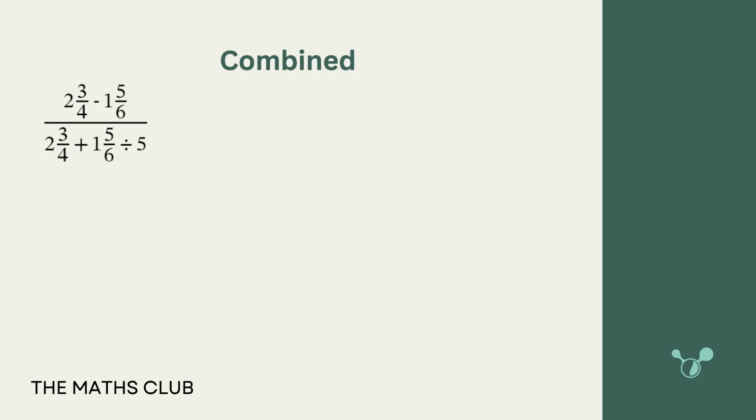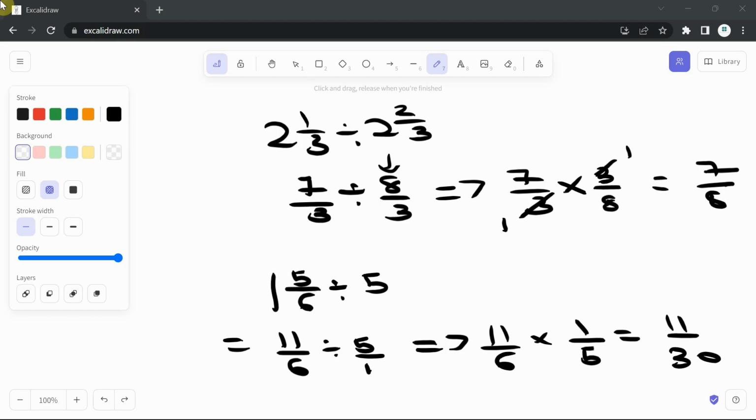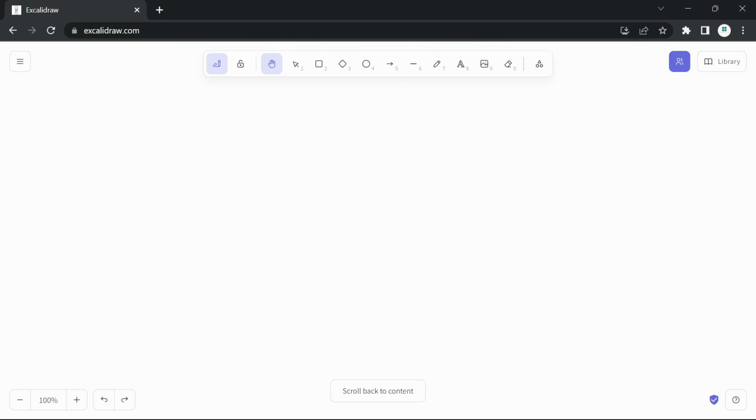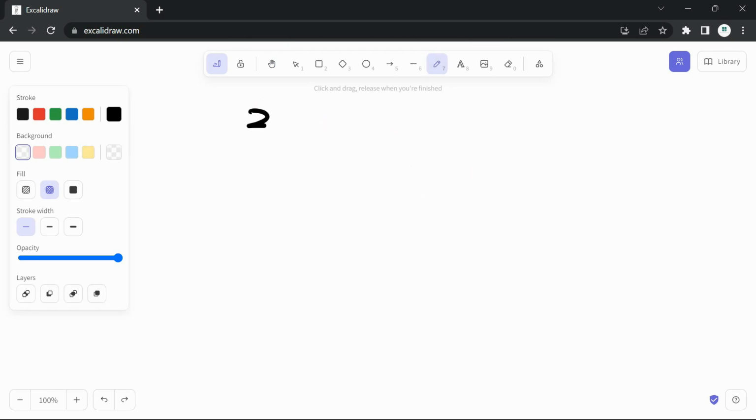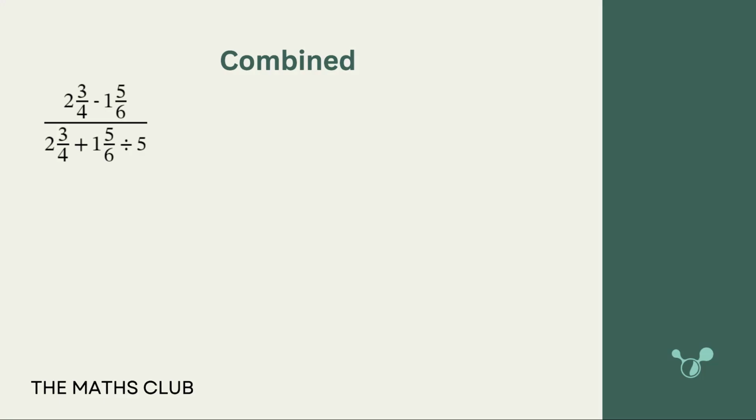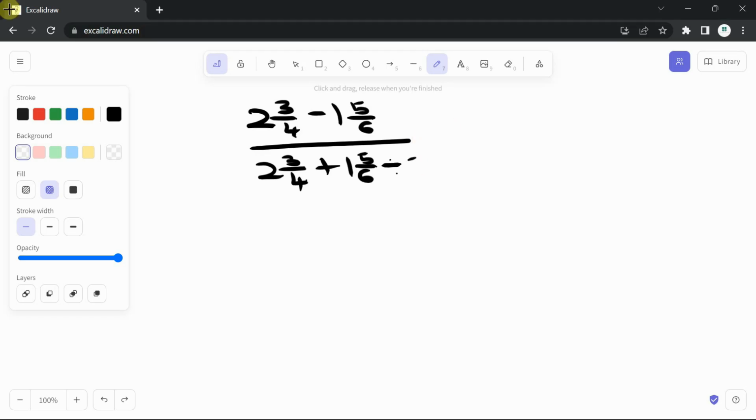This one combines all the things we've been doing: subtraction, addition, and division. Remember our BODMAS, right? So the question says 2 whole number 3 over 4 minus 1 whole number 5 over 6, divided by 2 whole number 3 over 4 plus 1 whole number 5 over 6 divided by 5. Right, so we'll solve the numerator first, then we'll solve the denominator later on.